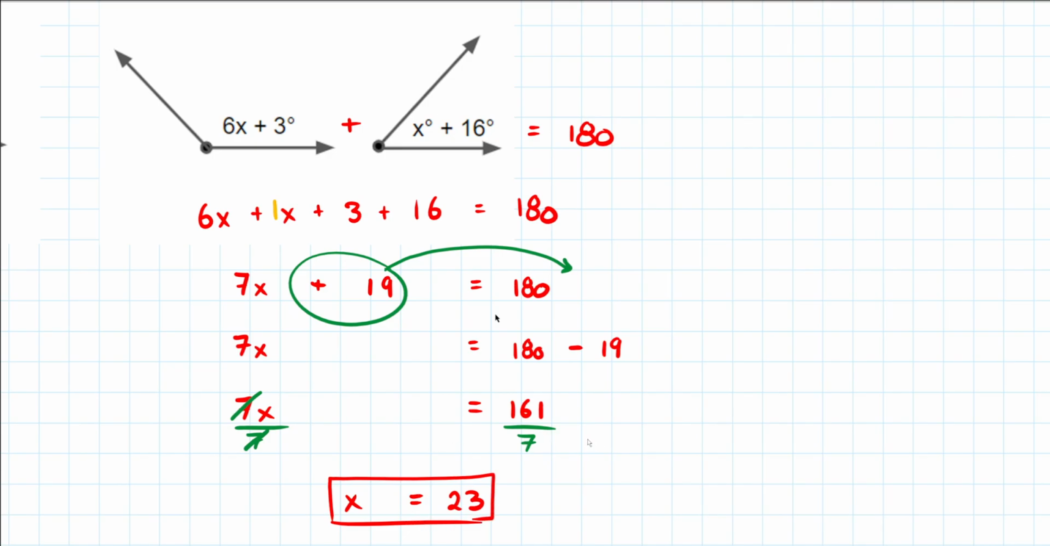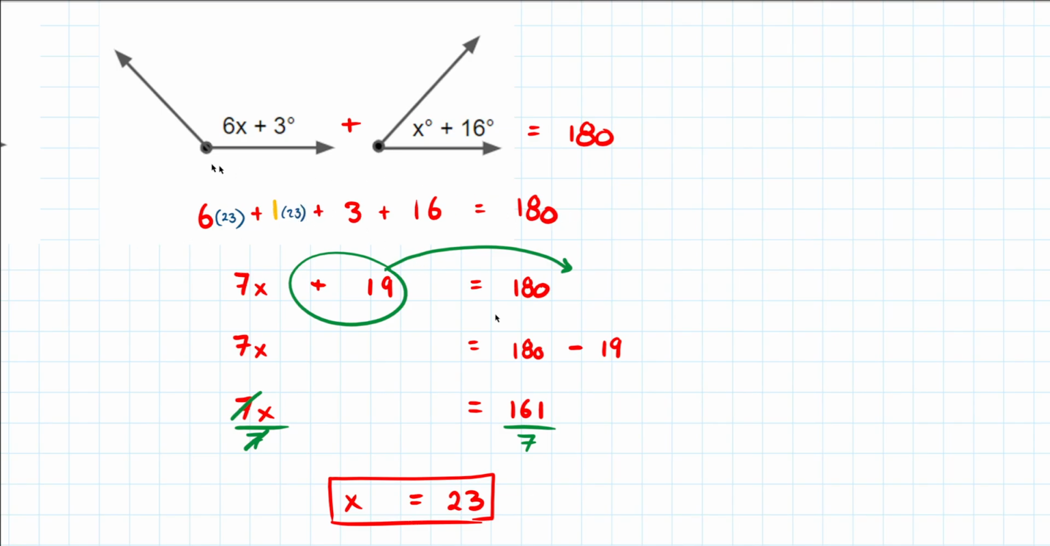But Mr. Grapp, how do I know for sure that x equals 23? Well, plug it in and find out. Replace the x's with 23. See if you get 180. Replace that 6x with a 6 times 23. Replace that 1x with a 1 times 23.